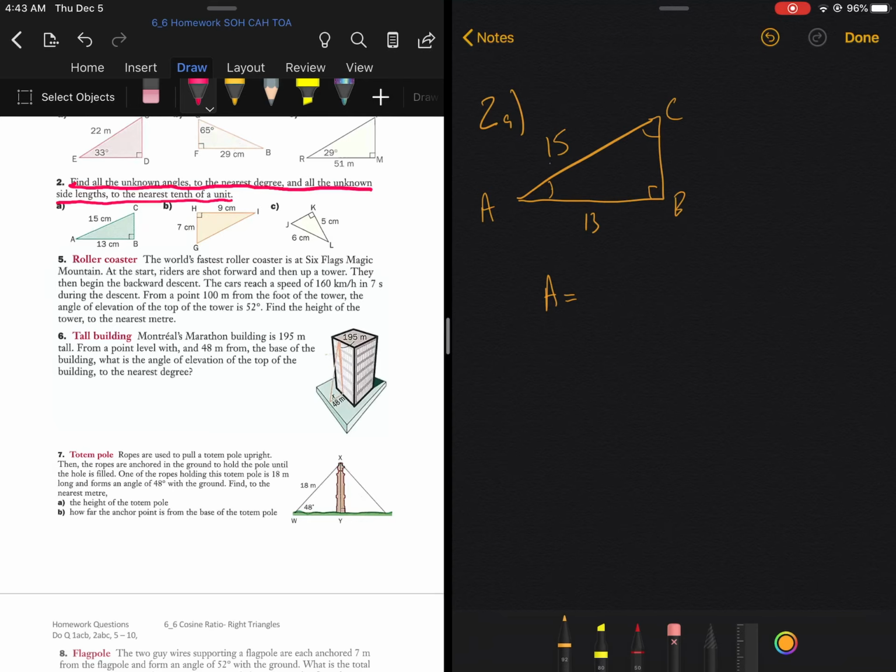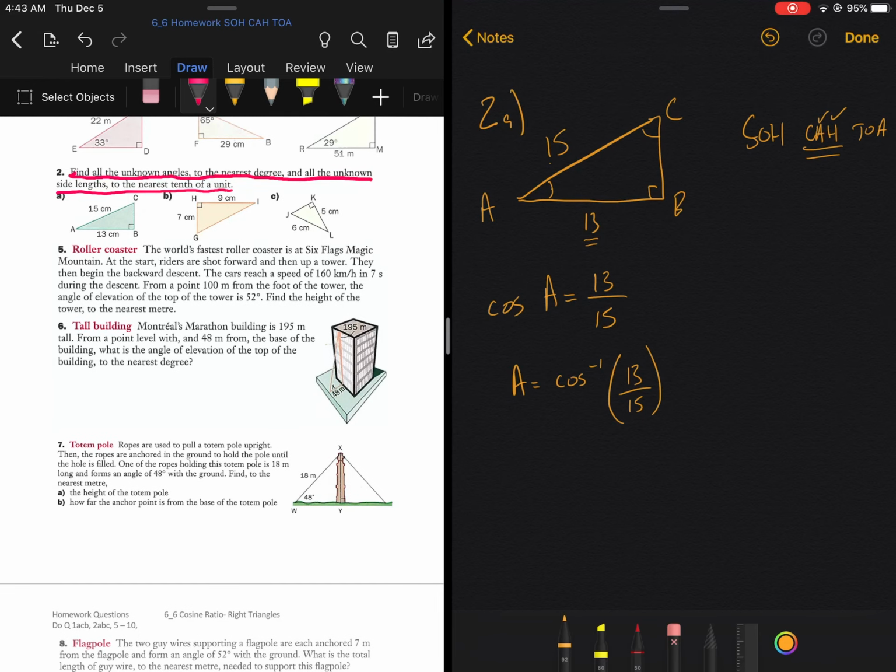Well, in terms of angle A, 15 is the hypotenuse. Let's write it down. SOH CAH TOA. So when we're looking at angle A, 15 is the hypotenuse, and 13 is adjacent. So we're going to use cos. Cos of A is equal to adjacent over hypotenuse, which means A is going to equal inverse cos of 13 over 15.